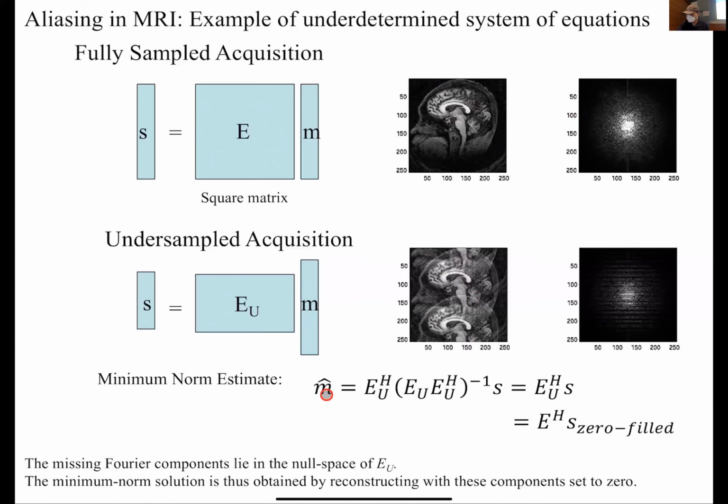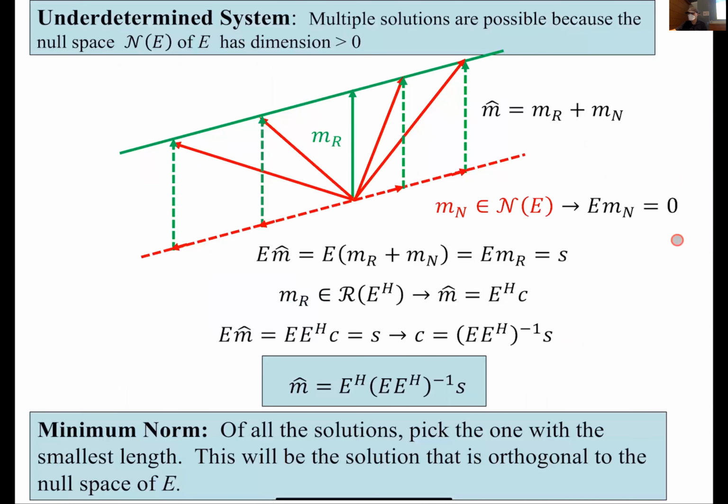It turns out that this aliased image is just equal to what's called the minimum norm estimate, where I just take this undersampled encoding matrix, take its transpose, and multiply by S, and that's basically the reconstruction. As we said last time, the minimum norm estimate is just the estimate that has the minimum norm. So all of these are possible solutions, and we're just picking the one that is the smallest. Okay, so that's all minimum norm means.